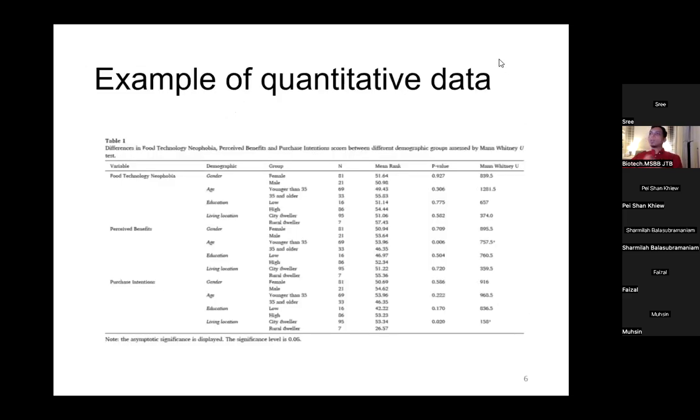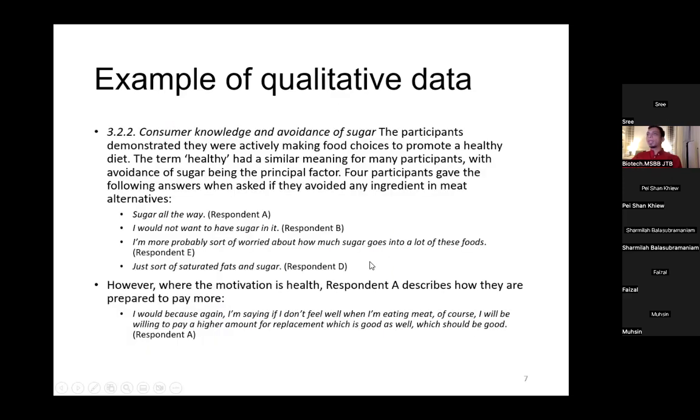Okay, next one, this one is an example of quantitative data. You can see that we have the numbers, right? We have the numbers, then we can do the statistical analysis. Although this one is asked through the survey, we have several variables, demographic, types of group, but we can evaluate them based on the numbers, okay?